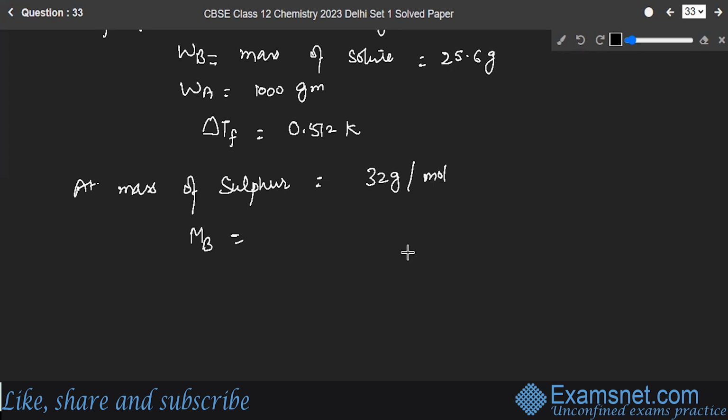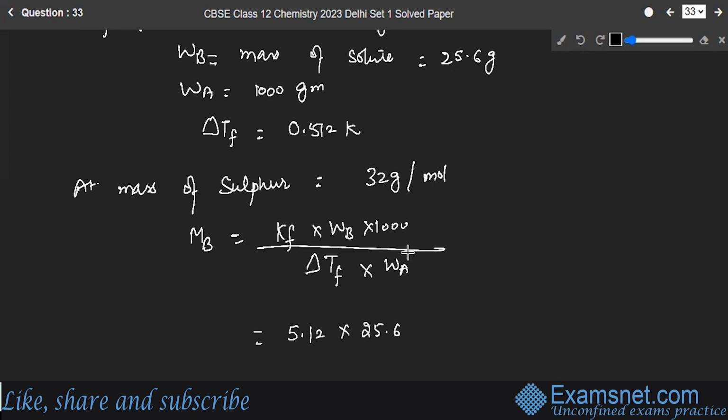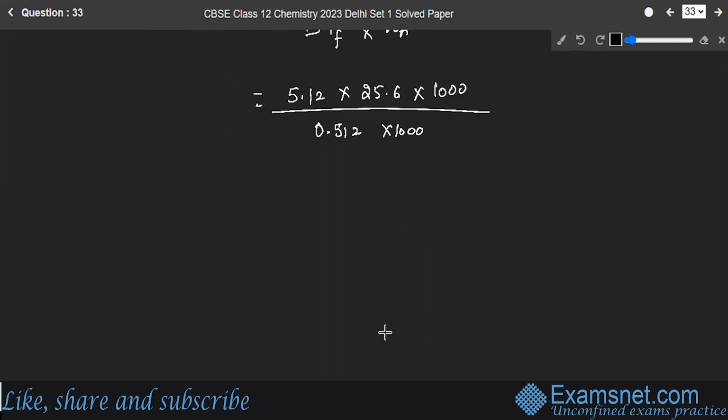So molecular mass of B is Kf into WB into 1000 upon delta Tf into WA. This is equal to 5.12 into 25.6 multiplied by 1000 divided by 0.512 into 1000, or this is equal to 131.072 divided by this much. This gives you 256.